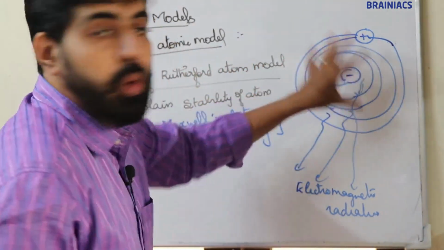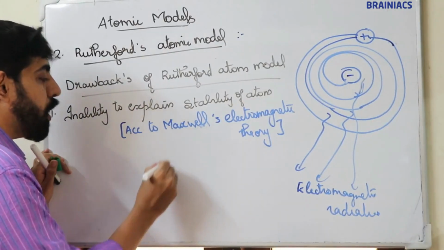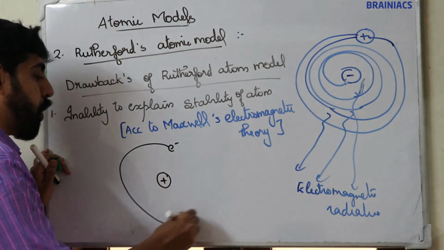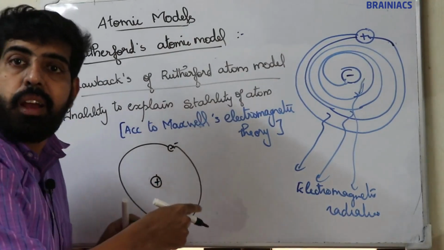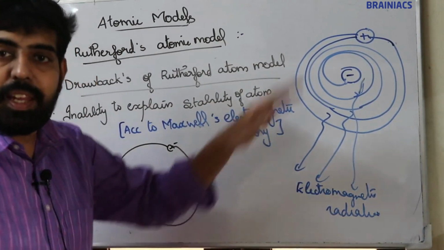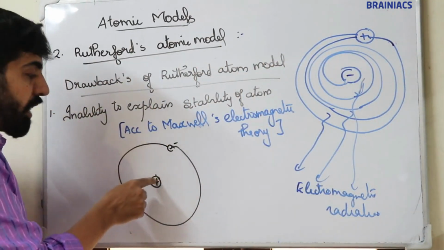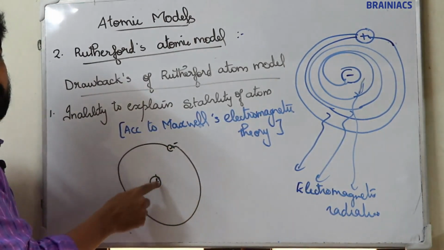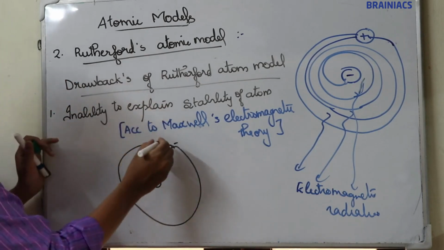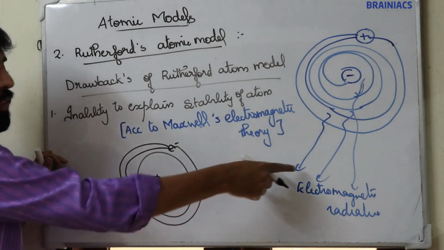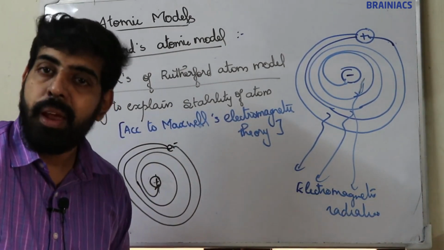Now when we apply this electromagnetic theory to the Rutherford model, according to the Rutherford model, electrons rotate around protons in circular paths called orbits, right? So when we apply this theory here, the electron has negative charge and the proton has positive charge. When a negatively charged electron rotates around a positively charged proton, it will lose energy in the form of electromagnetic radiation in each turn. It should finally collide with the central charged body, right?